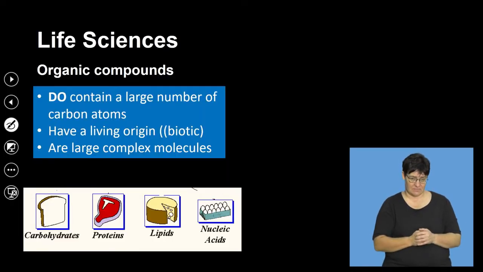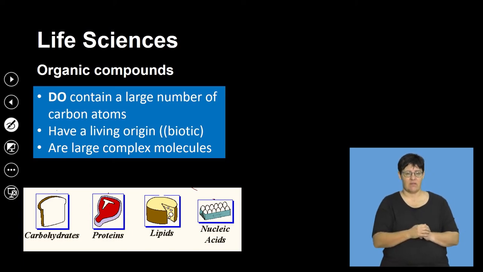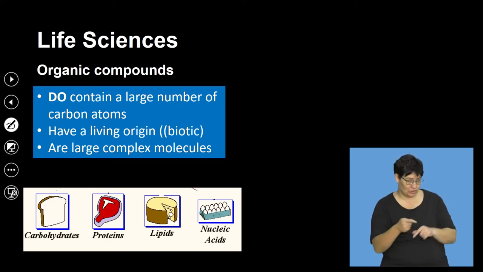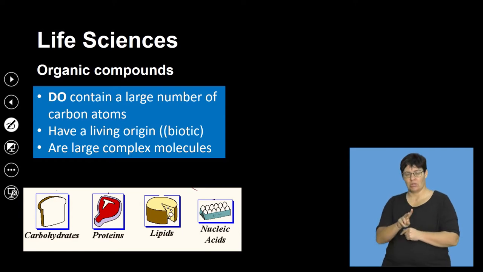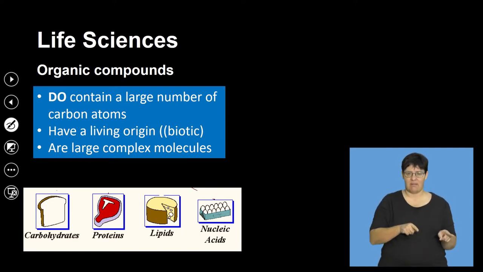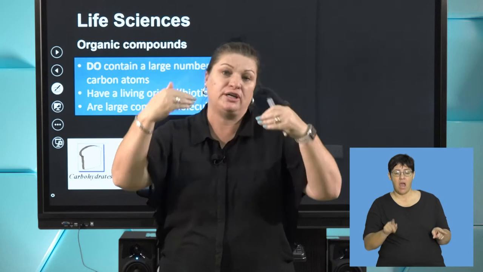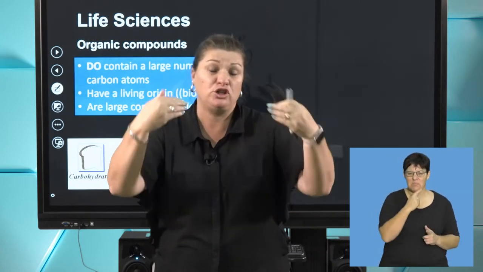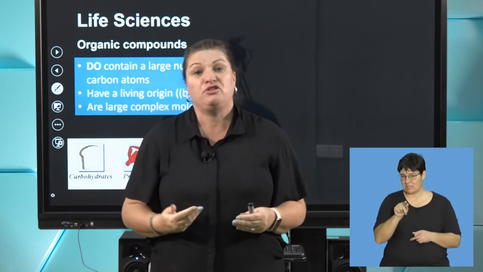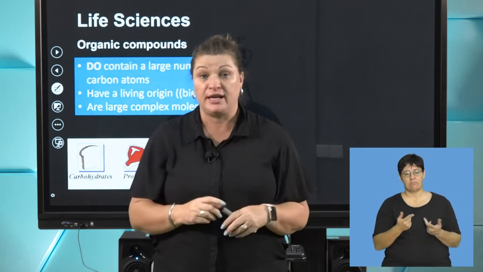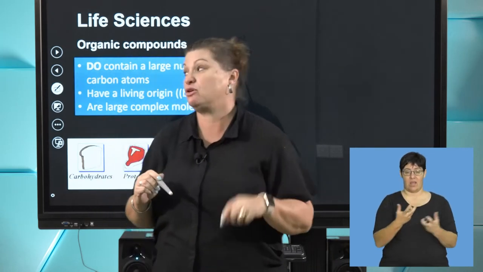Just to recap, what are we looking at? We're looking at organic molecules. We're going to take the path: carbohydrates, which we have done. Today we're going to look at proteins and enzymes. In lessons to follow, we're going to look at lipids, which are fats, and then vitamins. Those are the things we are going to look at as far as organic compounds are concerned.